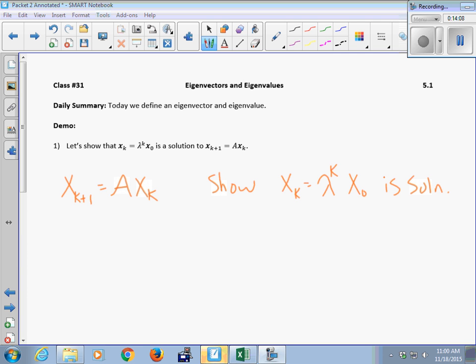Yeah, those are vectors. Yeah, because they're bold on your paper. Sorry.